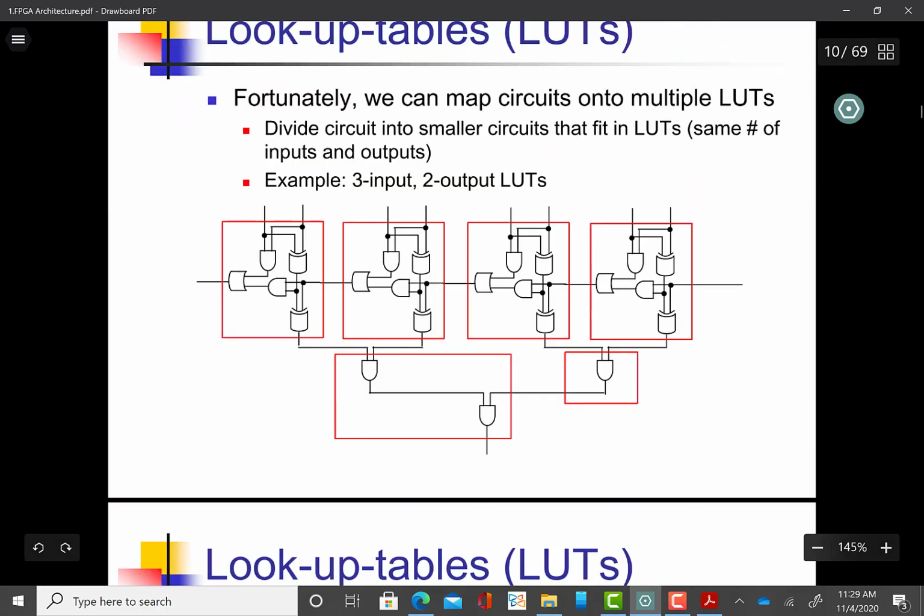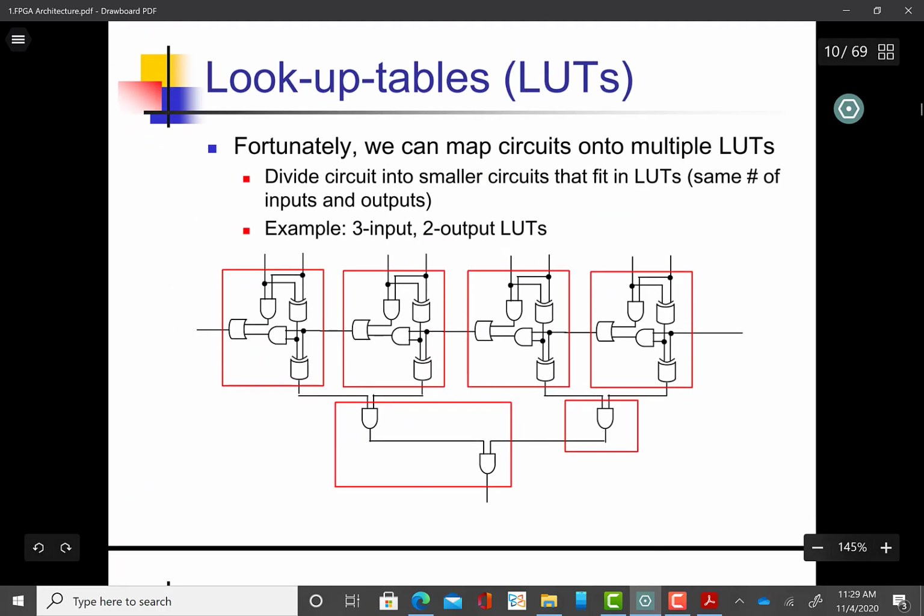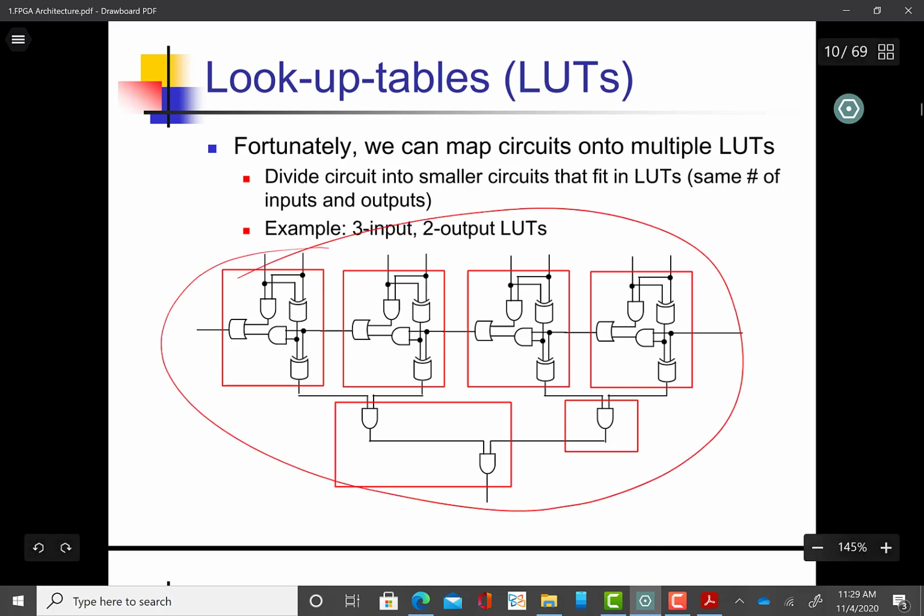Okay, so how then do we map circuits onto these lookup tables? Imagine we have a big circuit like this one. This circuit has how many inputs? Let me call the inputs A, B, C, D, E, F, G, H, I. These are the inputs, and how many outputs? It has just a single output, call it O.